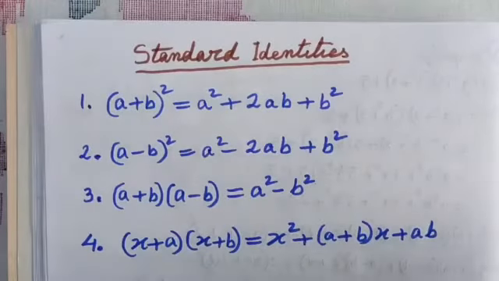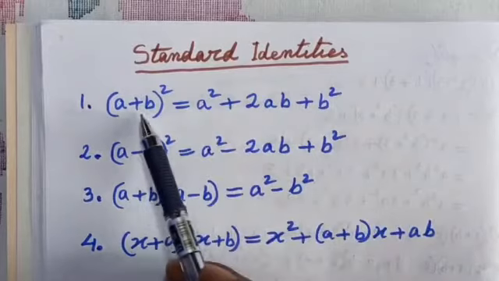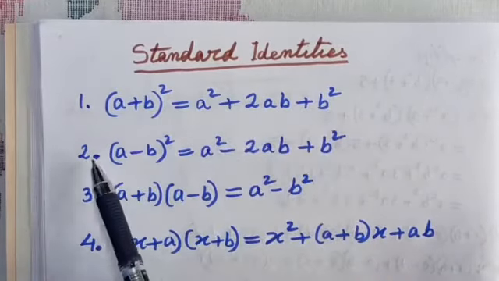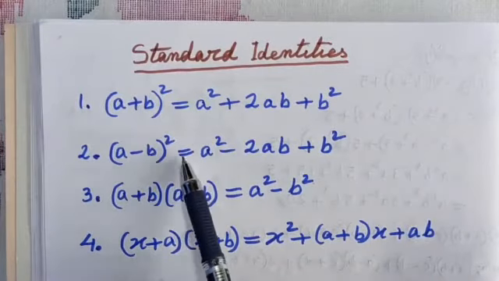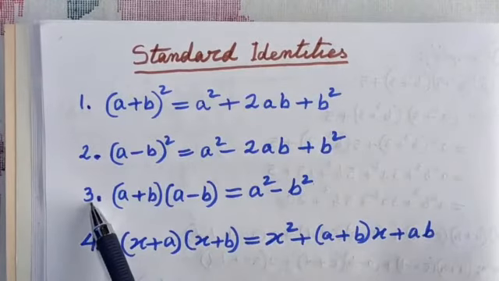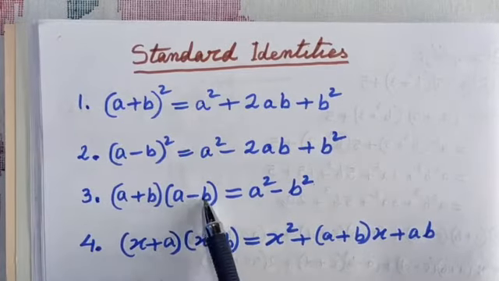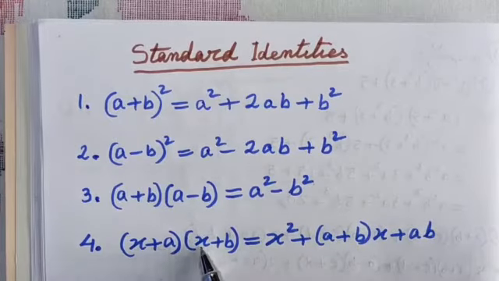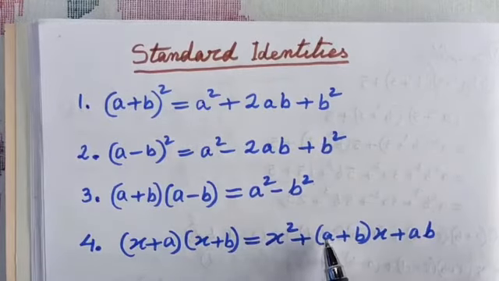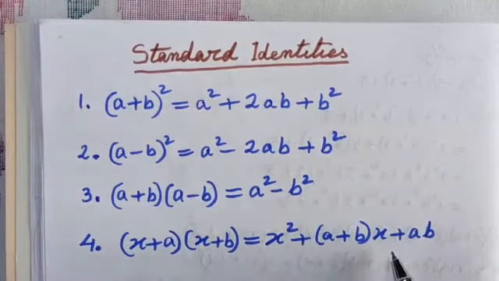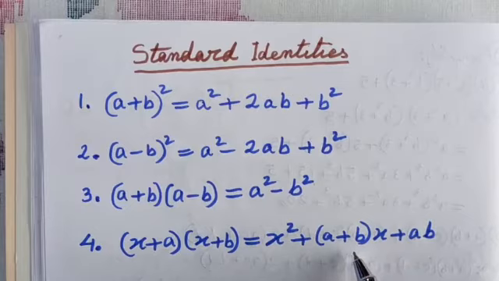So standard identities, number 1, a plus b whole square is equal to a square plus twice ab plus b square. Number 2, a minus b whole square is equal to a square minus twice ab plus b square. Number 3, a plus b into a minus b is equal to a square minus b square. Number 4, x plus a into x plus b is equal to x square plus a plus b whole x plus ab. And you need to learn this by heart. We have to use this when we try to solve the exercise. Okay, now we can start the exercise.